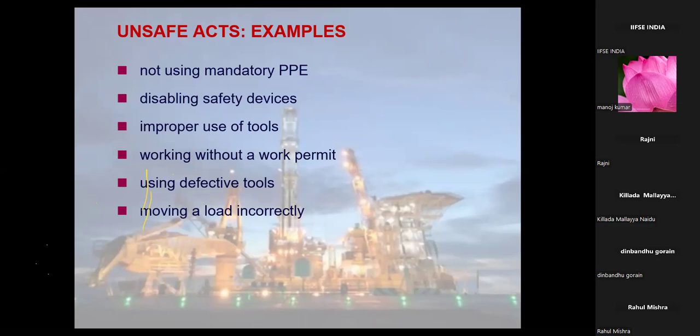Unsafe act examples: not using mandatory PPEs, disabling safety devices, improper use of tools, working without a permit, using defective tools, moving a load incorrectly. This we will see in manual handling and material handling. This we will see in hand tools and power tools. The work permit system we will see in the permit system chapter. Improper use of tools, both in power tools and hand tools, we will see.